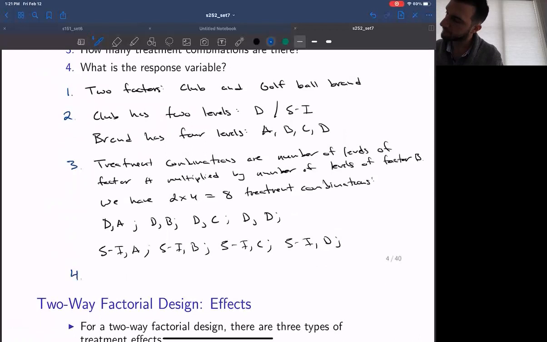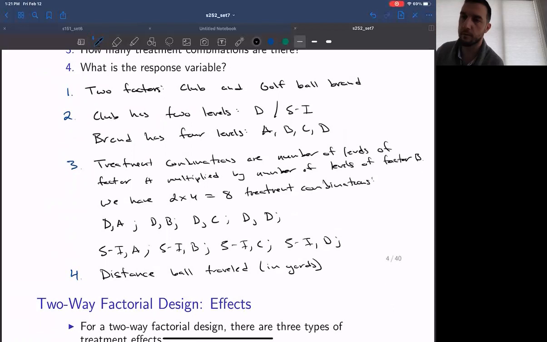Okay, and then finally it asks, what is the response variable? The response variable is what we are measuring, which is distance ball traveled. And this is most likely in yards, because yards is the unit that's used in golf.